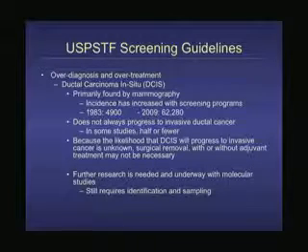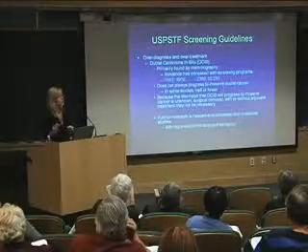The problem is, we don't know which ones are going to go on to be the bad actors. There's a lot of work going on right now in molecular biology where they'll take little pieces of tissue and run tests on them to try to determine which ones are going to be the bad actors and which ones we don't have to worry about. But nonetheless, you still have to find it first, and you still have to do the biopsy to send it off to do those tests to figure out what's going to happen.